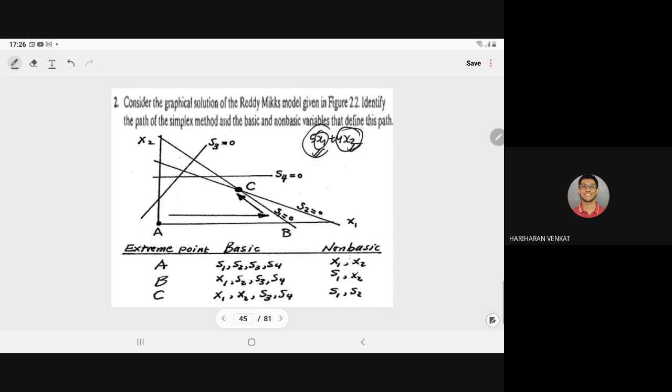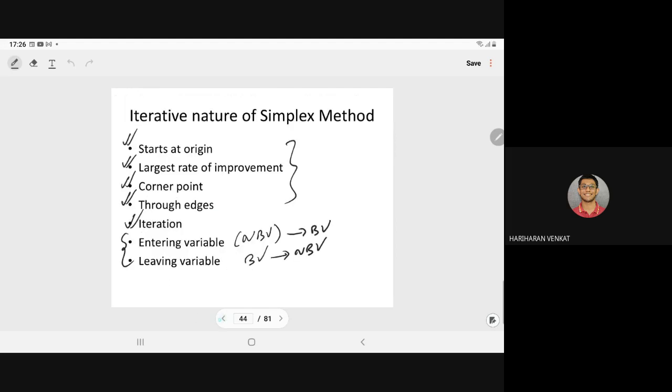It means the maximum improvement is in this direction. So we start from the origin and move in the direction of x1 because x1 gives the maximum improvement. Then we go from corner to corner through the edges: we go from point A to B through the edge AB, then B to C through the edge BC. Clear?